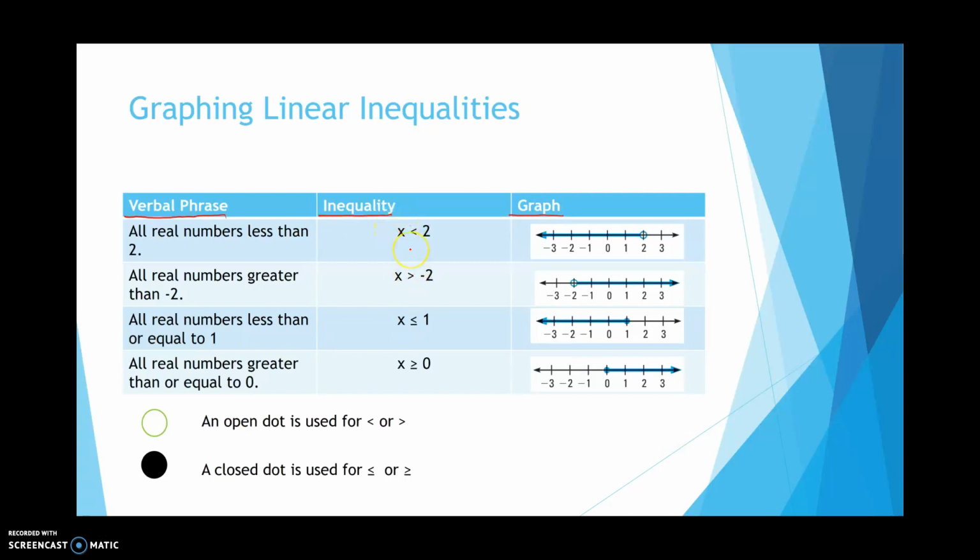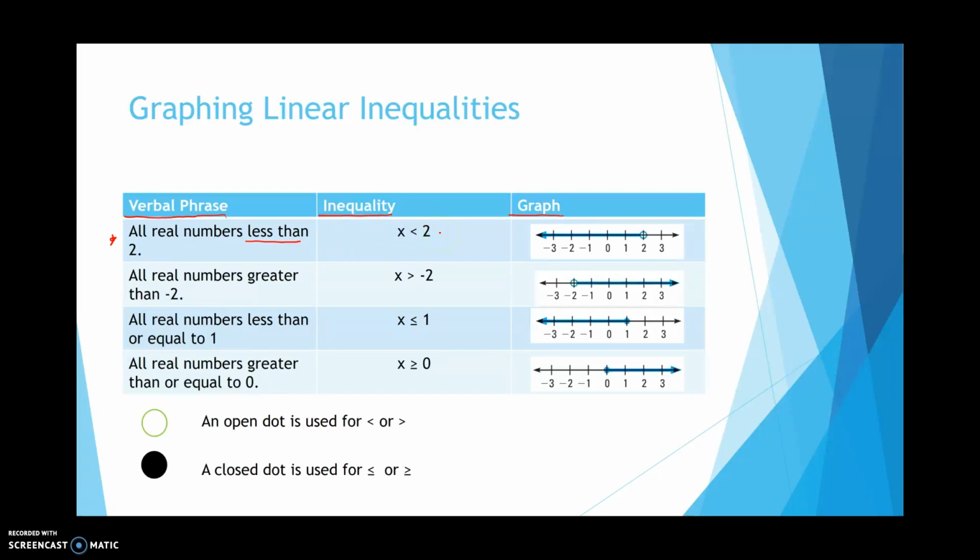Greater than symbol, it always opens first, like a mouth. Less than or equal to, notice it has the line underneath. Greater than or equal to has the mouth opening first with the line underneath. So looking at this first verbal phrase right here, it says all real numbers that are less than 2. So how would we write that as an inequality? It would be x is less than 2.